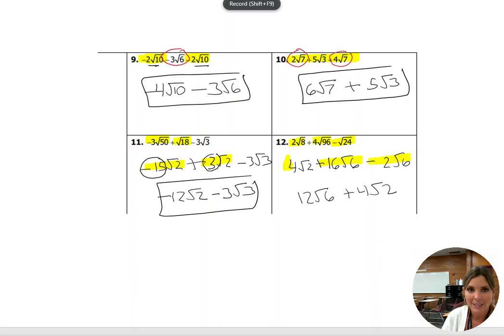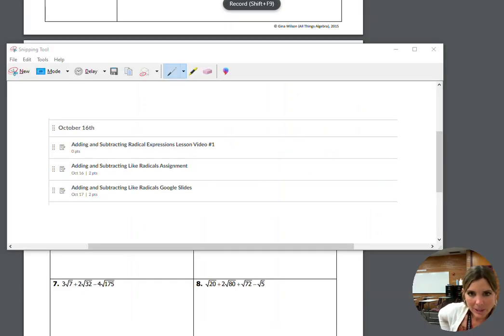Okay, so the next thing on your Canvas list says that once you get done with your assignment, you're going to do the adding and subtracting like radicals Google Slides. For that particular assignment, make sure that you upload your assignment to Canvas as soon as you have it done.